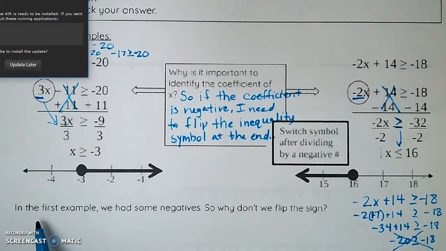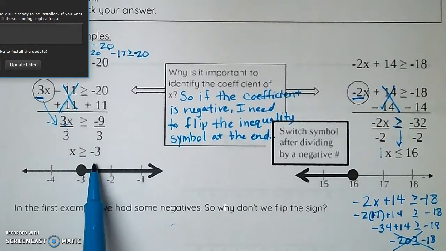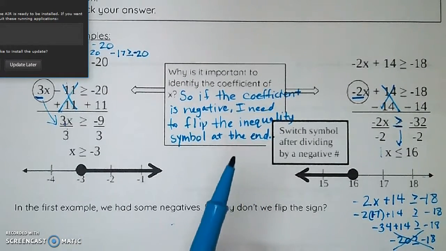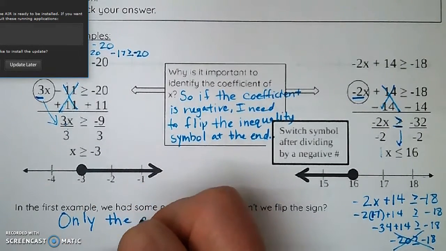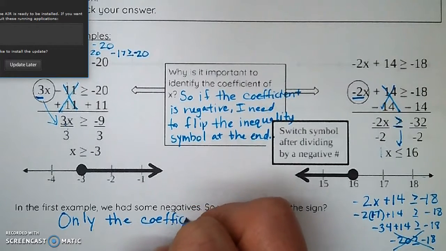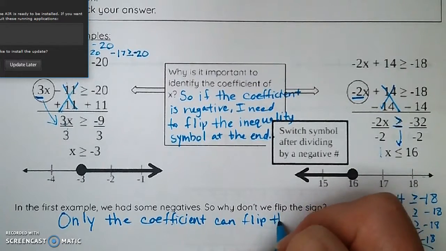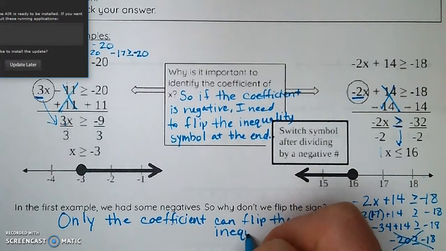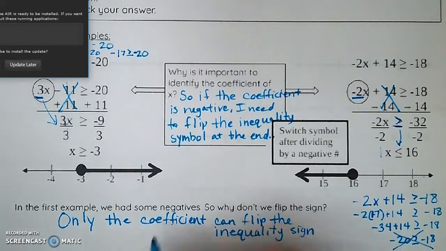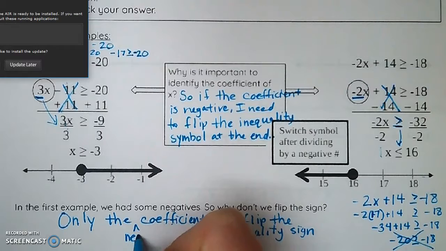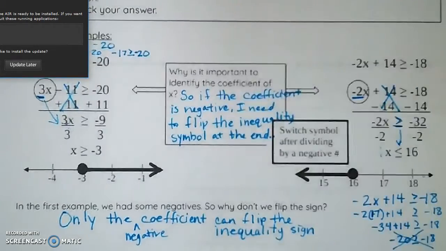Now it comes down here and says, wait a minute, in that first example, though, we had some negatives there. We had a negative answer. So why don't we flip it here? Well, it doesn't matter if the answer is negative. Only the coefficient can flip the inequality sign. And we should really say only a negative coefficient can flip the inequality sign.